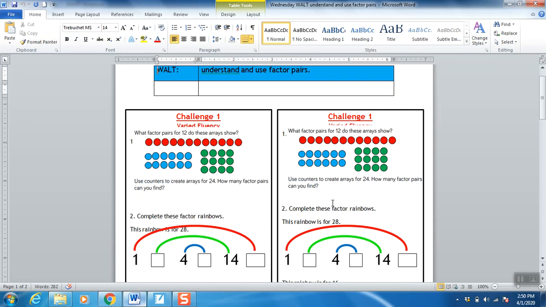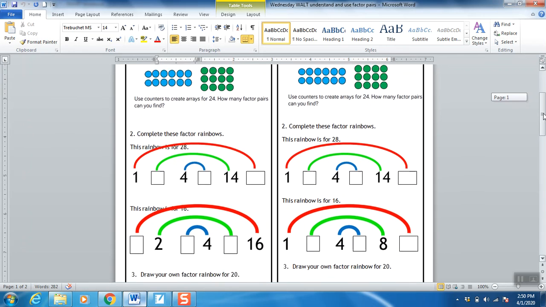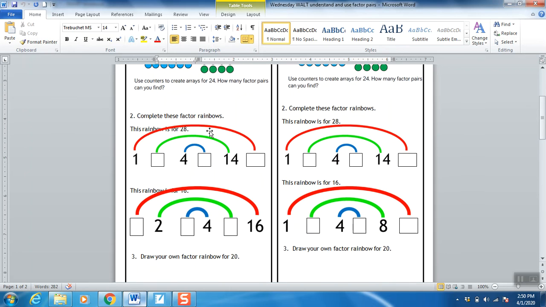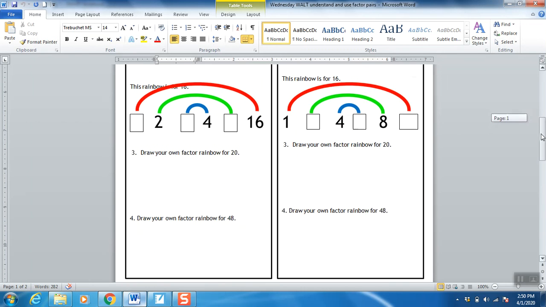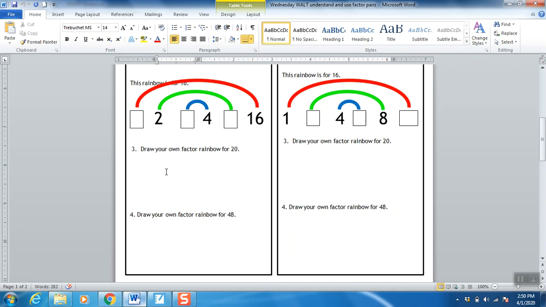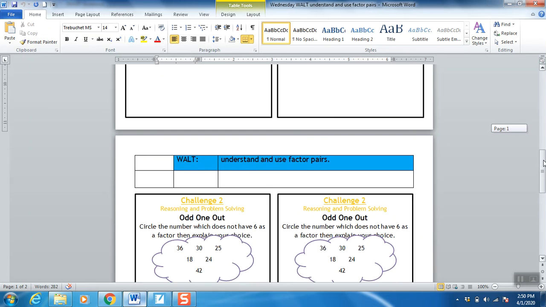Off we go. So we go to our document and it just says complete these factor rainbows. This one is for 28, so you can do that. So 4 times something is 28, 14 times something is 28, and 1 times something is 28. And the other one is for 16. Then it's asking you to draw your own factor rainbow, so do one for 20, do one for 48.